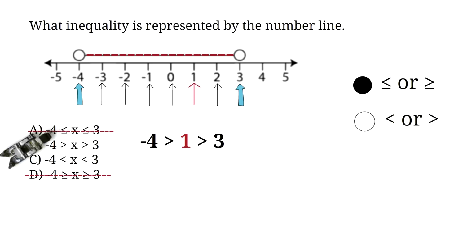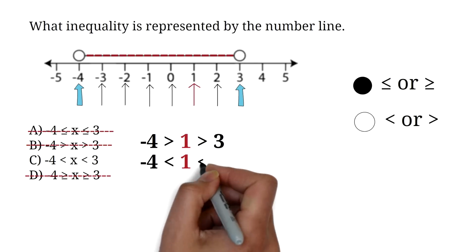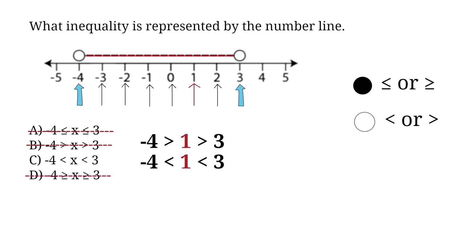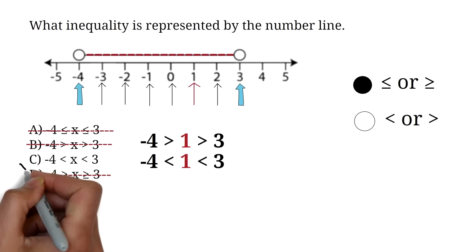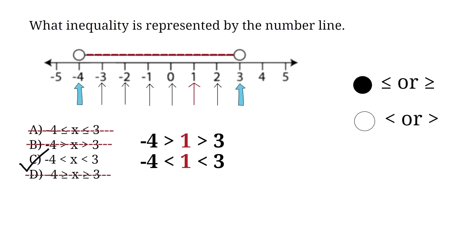This statement is not true. -4 is not greater than 1, and 1 is not greater than 3. This leaves option C as the answer. We can verify. We are still using 1 for x. -4 is less than 1, which is less than 3. This statement is true. So we confirmed that C is the answer.